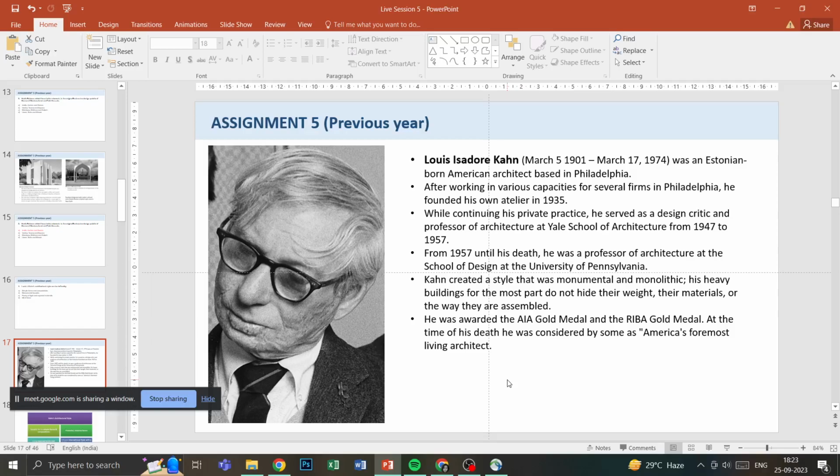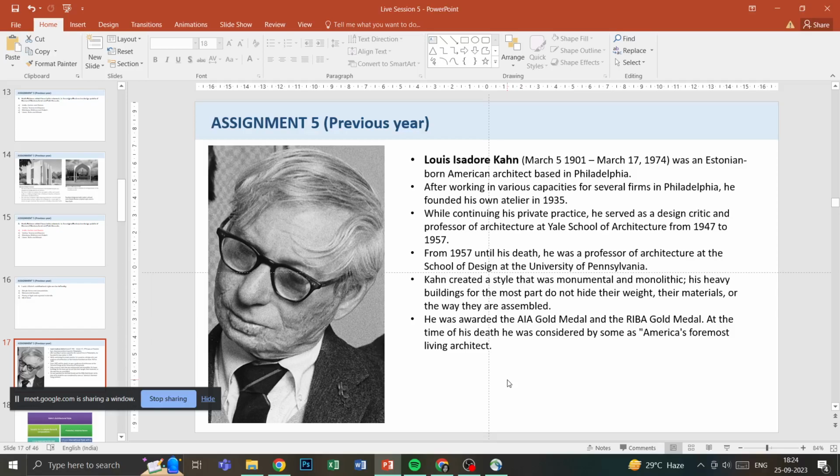Isidore Kahn was born in 1901 and died in 1974. He was born in Estonia and later became an American architect based in Philadelphia. After working in various capacities for several firms in Philadelphia, he founded his own firm in 1935. While continuing his private practice, he served as a design critic and professor of architecture at Yale School of Architecture from 1947 to 1957. From 1957 until his death, he was a professor of architecture at the School of Design at the University of Pennsylvania.